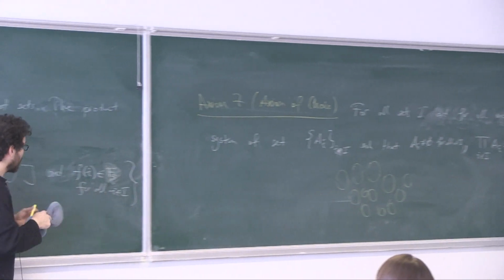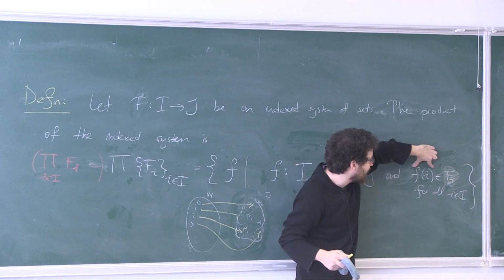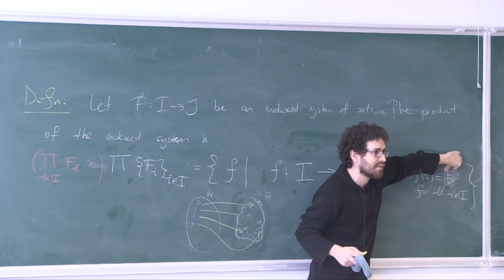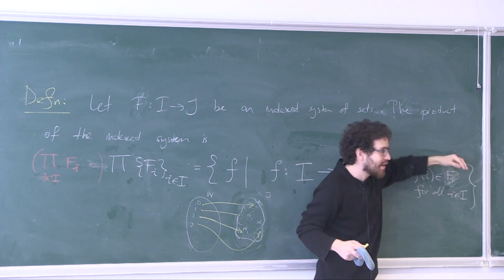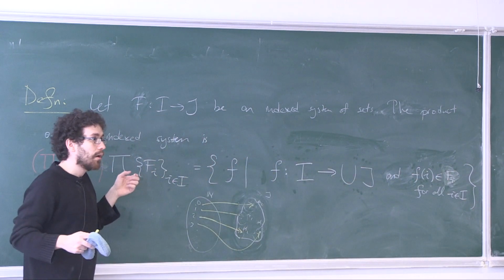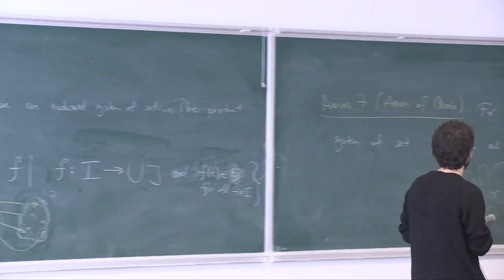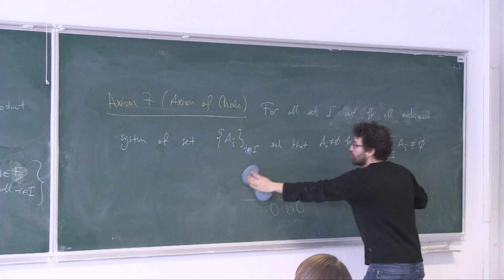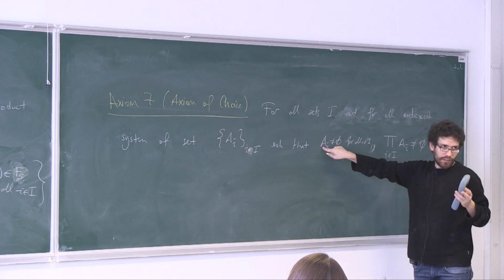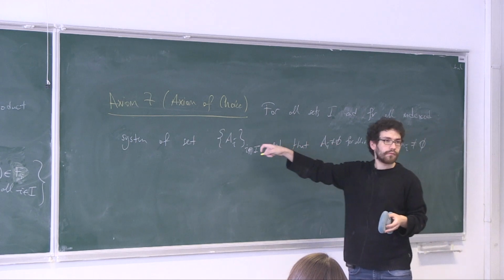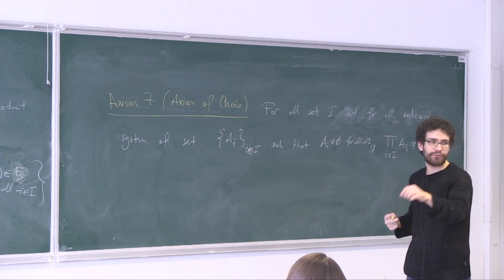Well, let's look at this. A function from this index set to this union chooses one element from each element of this index system of sets. So choosing one element from each of these guys is the same as this product being non-empty. In that sense, axiom of choice tells you that you can choose one element from each set in a collection of non-empty sets, okay? If you have a collection of non-empty sets, you can just choose one element from each of them.